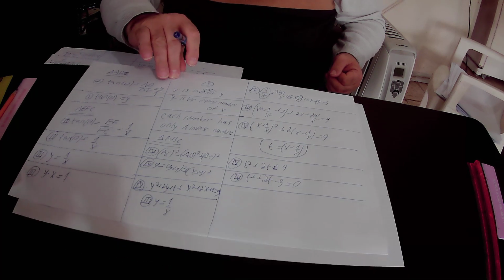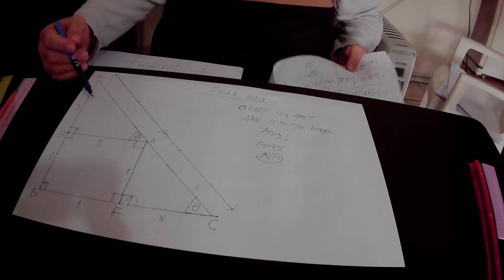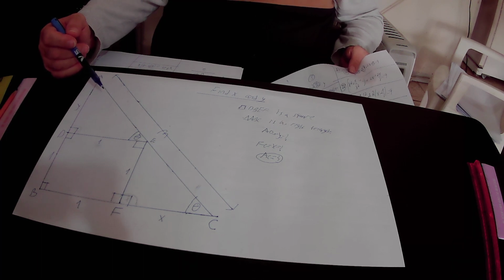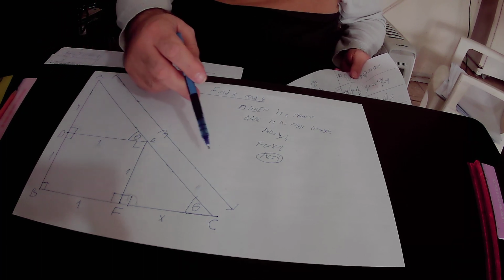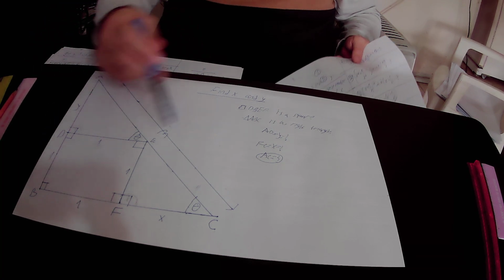Then we focused on the right triangle, triangle ABC. Here, the square of the hypotenuse equals the sum of the squares of the perpendiculars. The hypotenuse is AC, and the square of the hypotenuse is AC square. AC square equals AB square plus BC square.